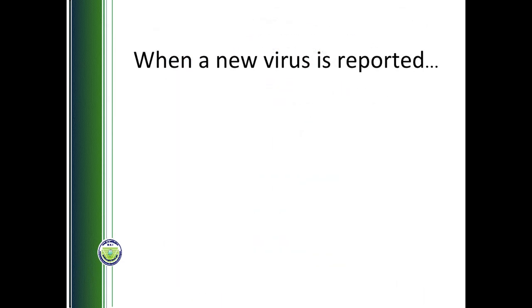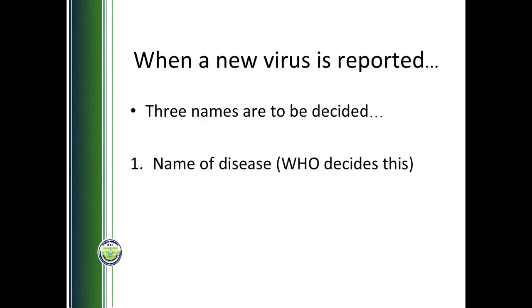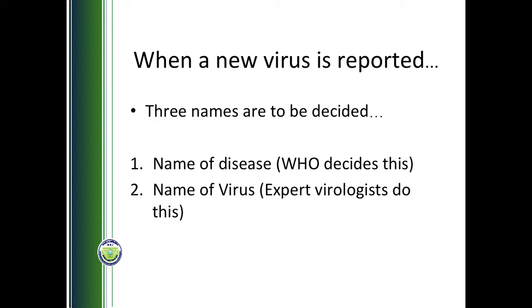So what happens when a new virus is reported? Whenever a new virus is reported, there are three names which are to be decided. First, the name of the disease, and this is decided by the World Health Organization, an international organization based in Geneva. Second, the name of the virus itself. Now this usually is determined by the expert virologists who are working on that virus, mostly the people who have discovered that particular virus. They are the ones who name that virus.